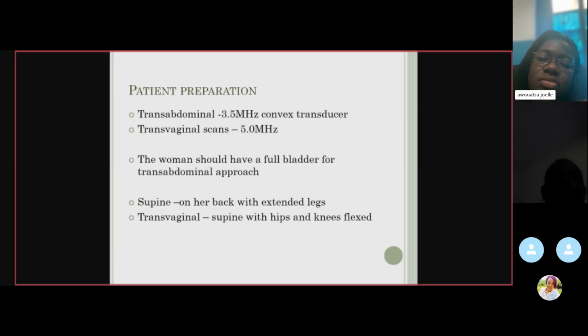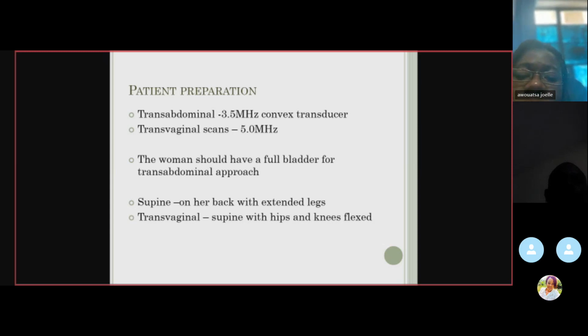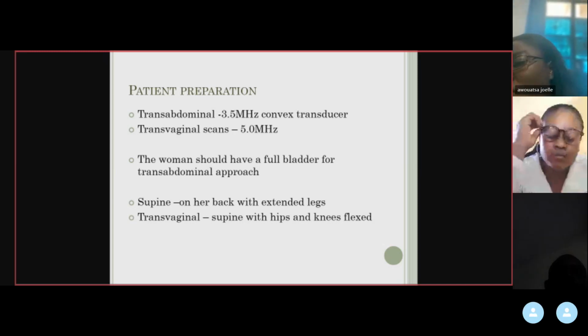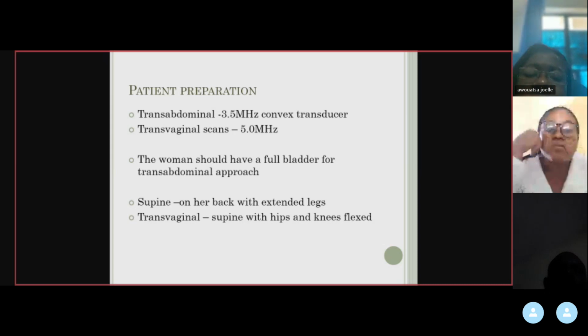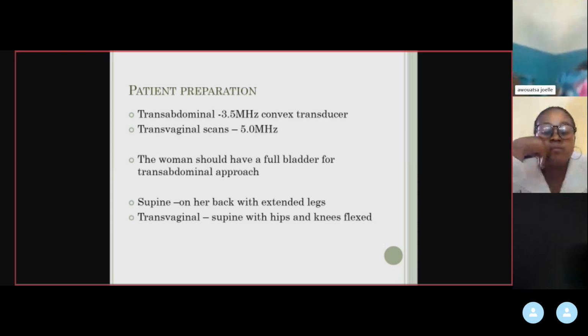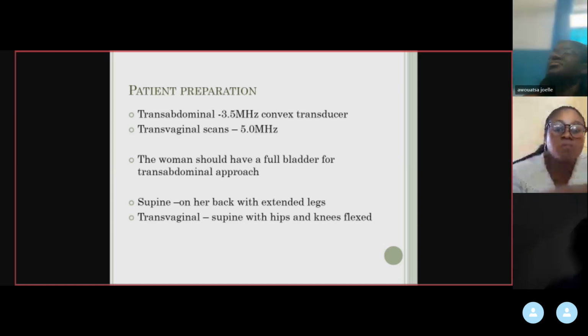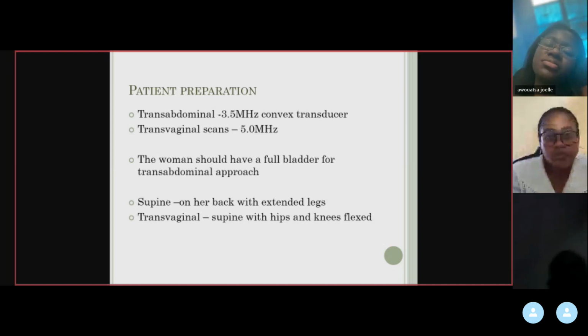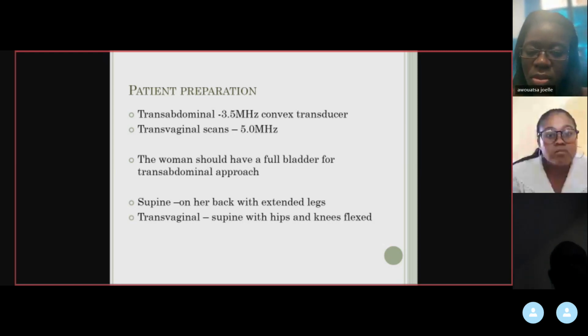Okay, so you have to tell the patient to drink a lot of water, about 1 liter, and wait for some time till they feel that the bladder is full. And if you are doing a transvaginal scan, then we tell the patient to empty the bladder. We cannot do transvaginal with a full bladder. The patient will be lying supine on the bed, and during a transvaginal scan it is also supine, but here we tell them to flex their knees and hips, because we will be inserting the transvaginal probe through the vagina.